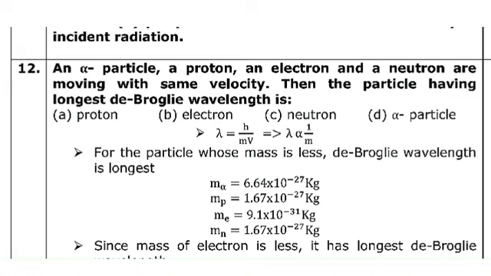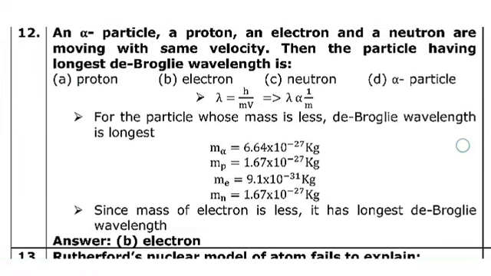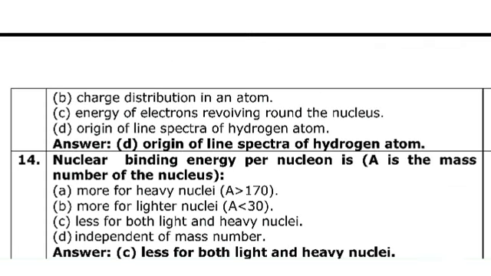Among these four masses, which one is the least value? Here, the mass of the electron. So since the mass of the electron is less, it has the longest de Broglie wavelength. Our correct answer is option B. Question number 13. Rutherford's nuclear model of atom fails to explain origin of line spectra of hydrogen atom. Option D is the correct answer.